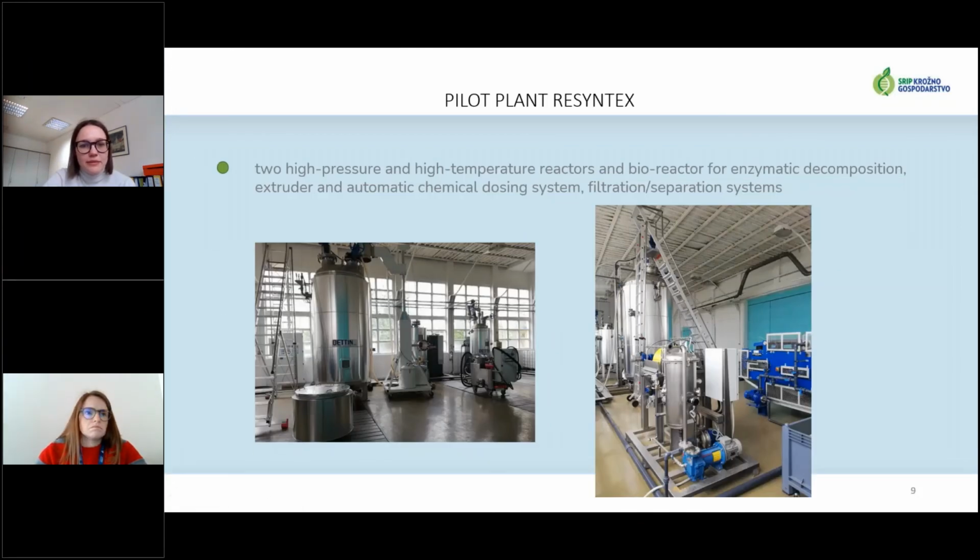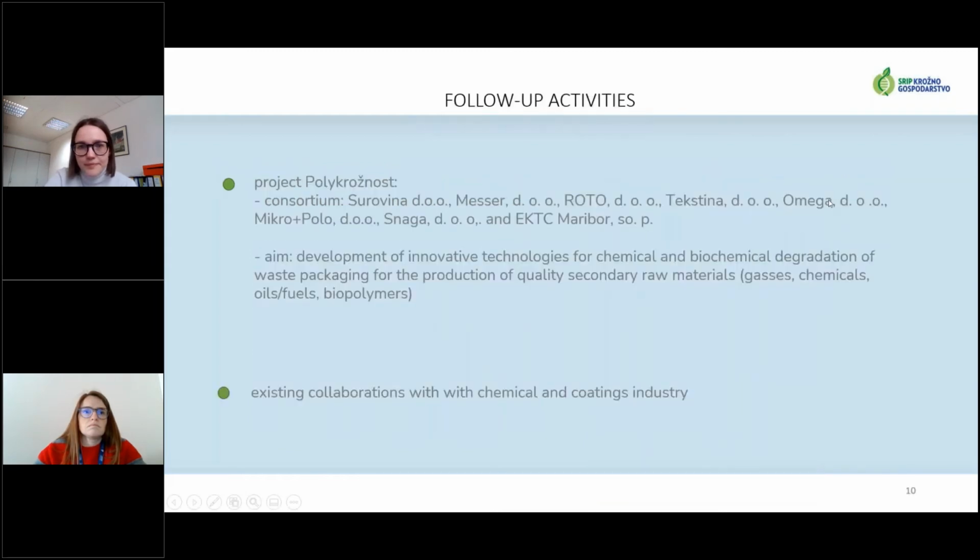This pilot plant consists of 2 high pressure and high temperature reactors, bioreactor for enzymatic decomposition, extruder, and automatic chemical dosing system, as well as filtration and separation systems. Here you can see the pictures of the equipment, and of course everything is prepared to be upgraded as well in case new development opportunities appear.